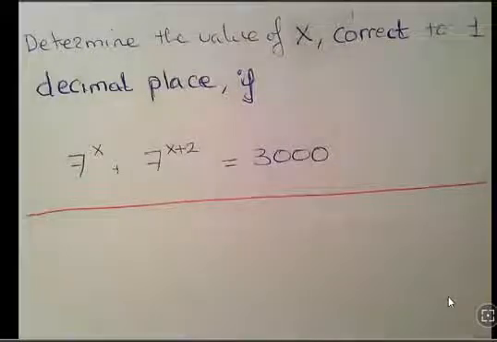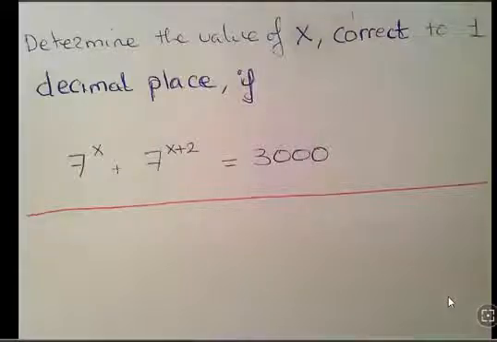Okay, this is one of our logarithm tutorial sheet questions. This is from the basics of calculus section. Determine the value of x correct to one decimal place if 7 to the power of x plus 7 to the power of x plus 2 is equal to 3000.